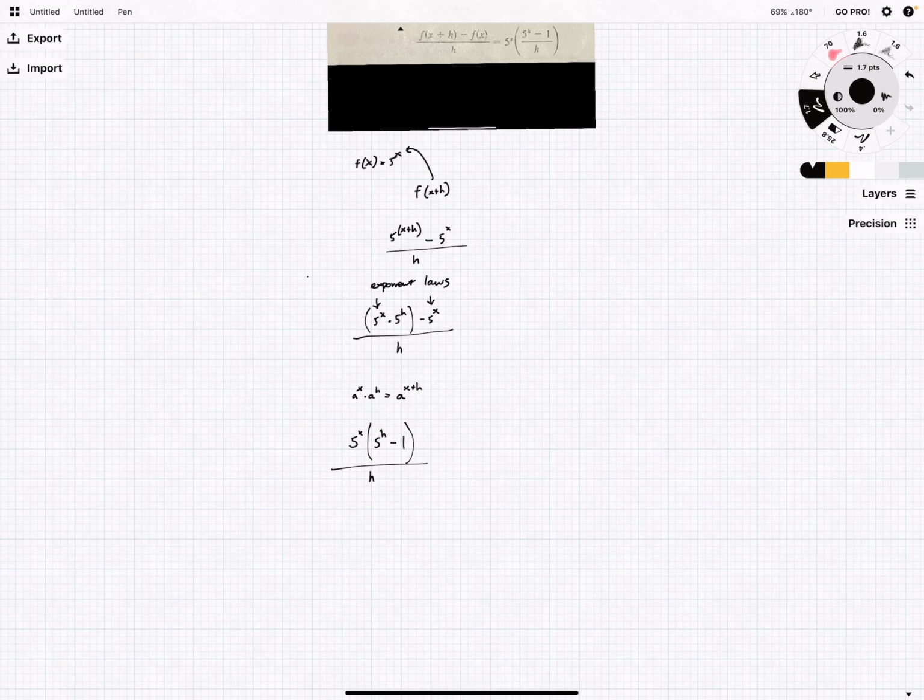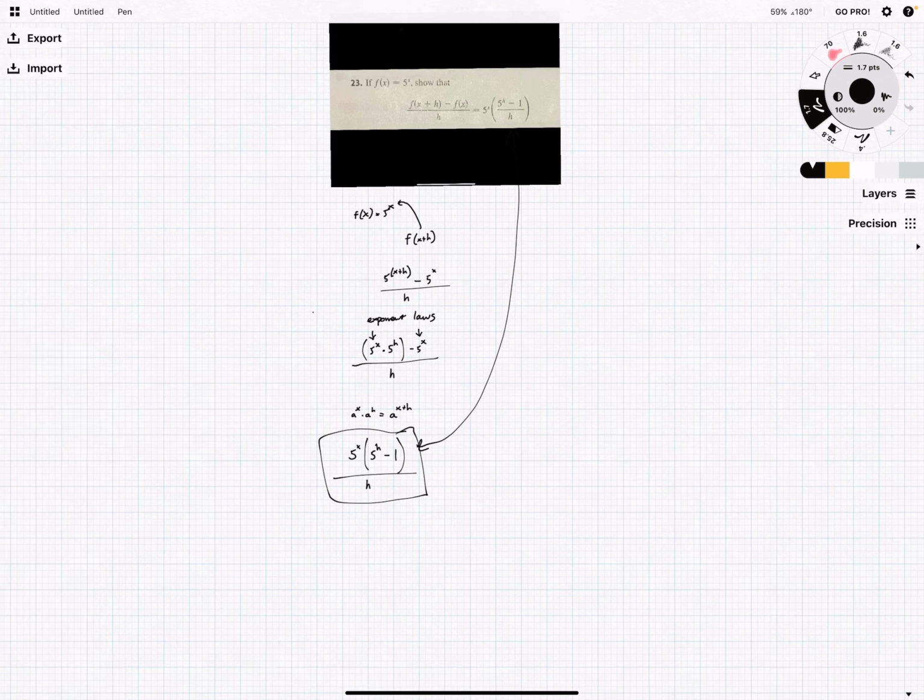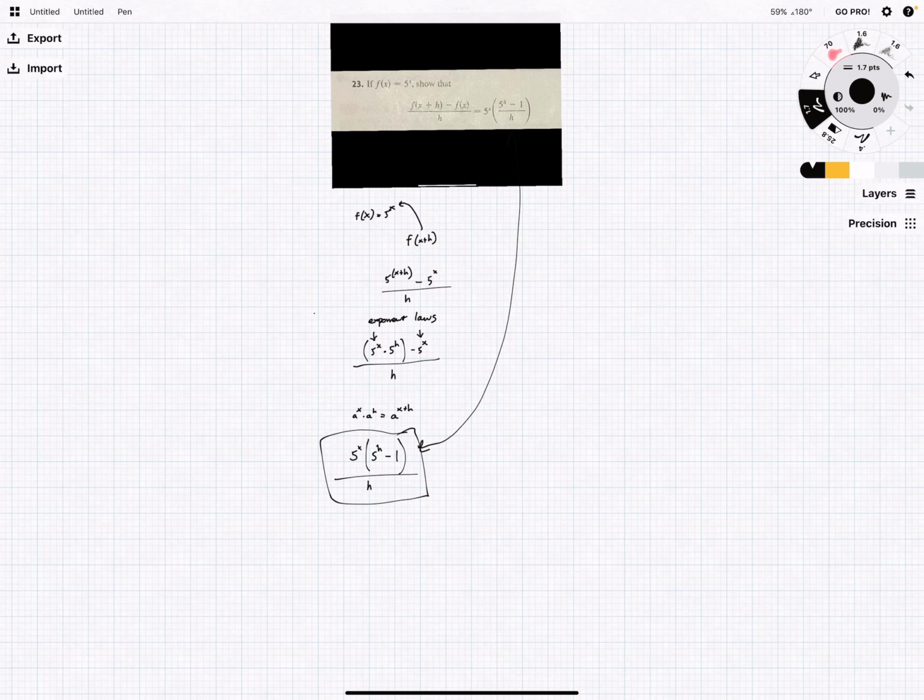And this looks like exactly what they wanted, right? This is equivalent. So we have successfully showed that. And that's it for problem 23.